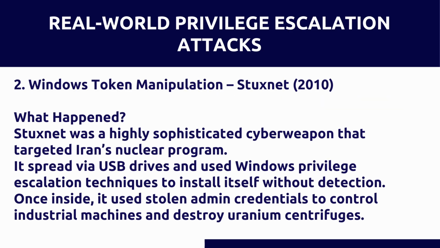Number two, Windows token manipulation. That's Stuxnet in 2010. What actually happened? Stuxnet was a highly sophisticated cyber weapon that targeted Iran's network and nuclear programs. It spread via USB drives and used Windows privilege escalation techniques to install itself without detection. Once inside, it used stolen admin credentials to control industrial machines and destroy uranium centrifuges.